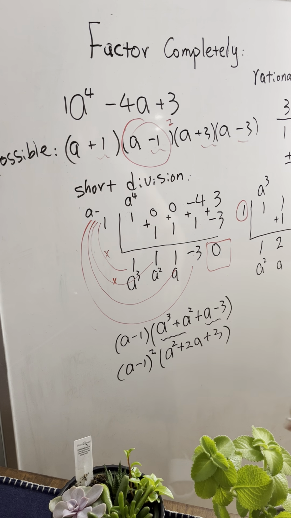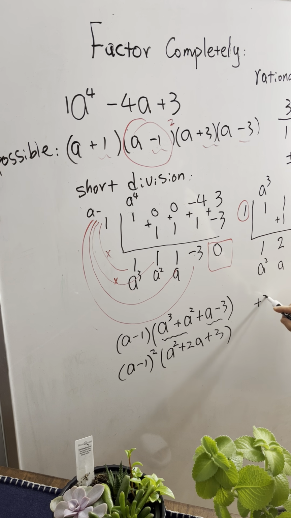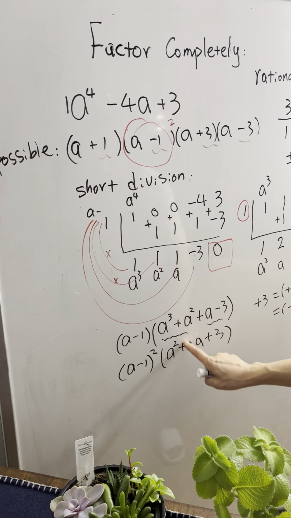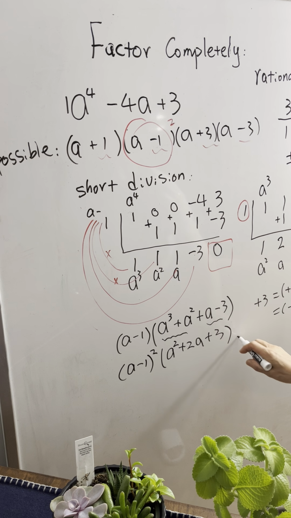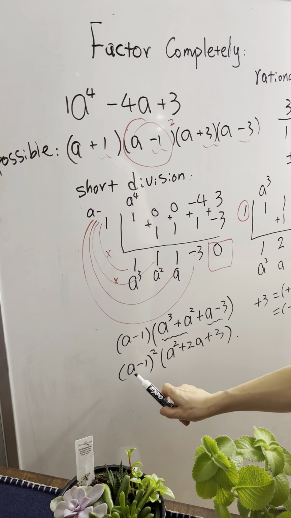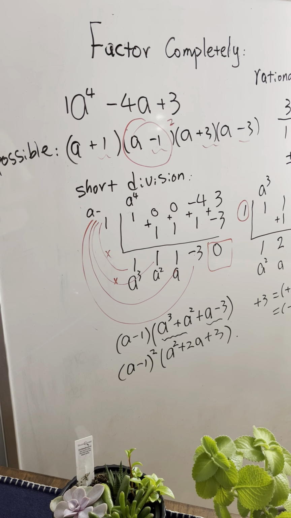Can we factor this? This is a trinomial. This one is not factorable, right? Because the factors of positive 3 are positive 1 times positive 3 or negative 1 times negative 3. Those two add up to be 4, these two add up to be negative 4, but we have a positive 2 as the middle term. So we are done, right? This one is factored as a minus 1 squared times this. So this is factored completely.